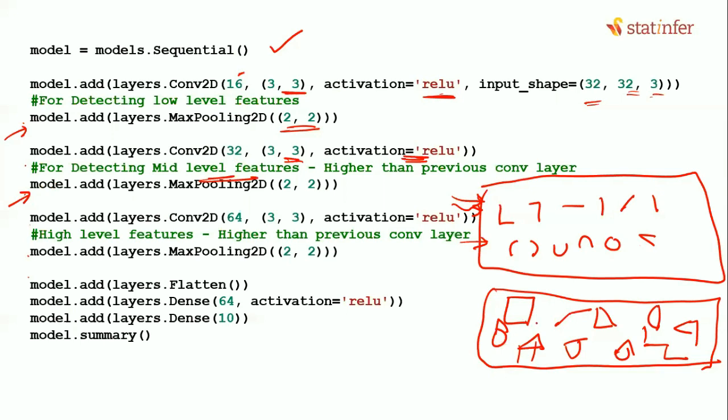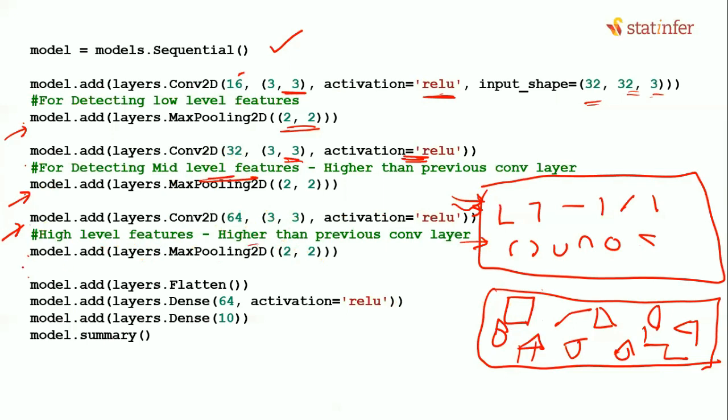Again, a combination of mid-level features will give you the high-level features, the real shapes and all that. That is why if you have 32 filters here, you add 64 filters here. 64 filters, a combination of mid-level features. Kernel size is 3 cross 3. Activation ReLU. This is for high-level features.